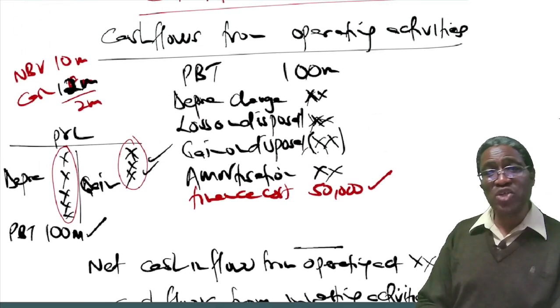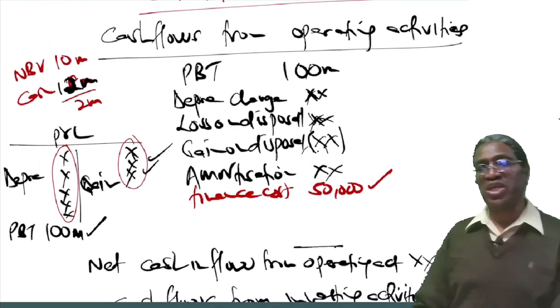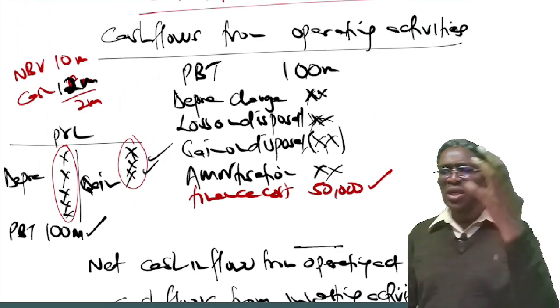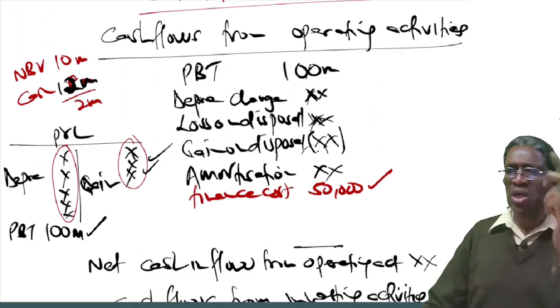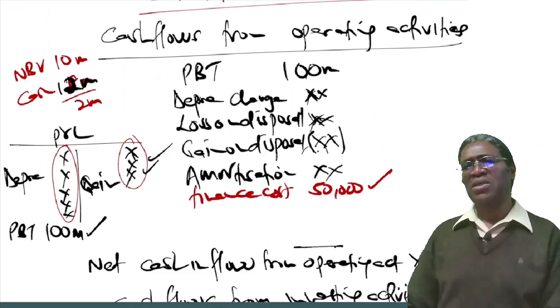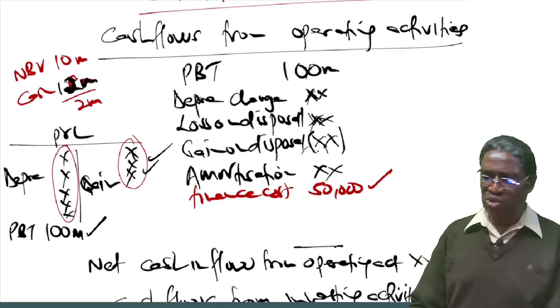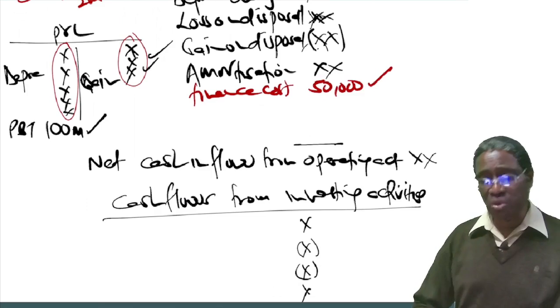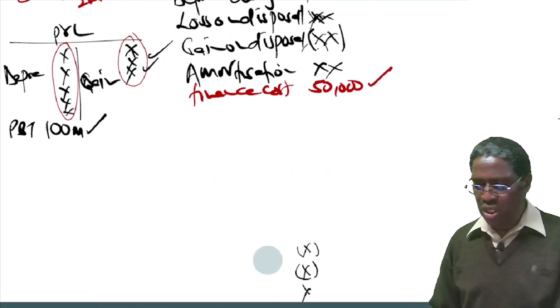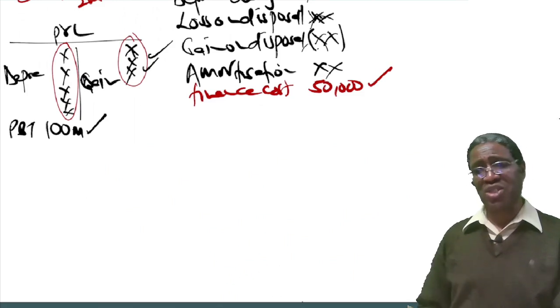We are still trying to identify non-cash items. We have identified depreciation. We have identified gain or loss on disposal. We have identified amortization. Then we have also identified this finance cost. We have so many others. Let me give you a few other non-cash items.